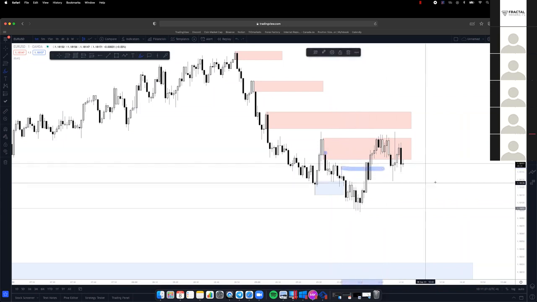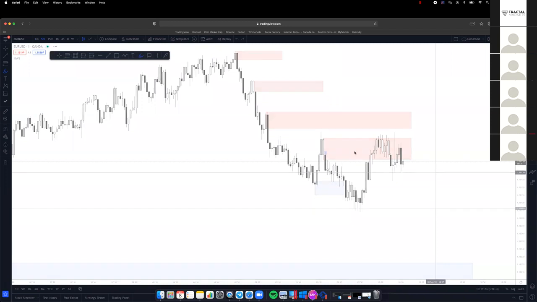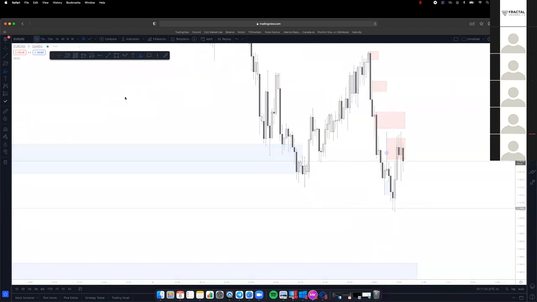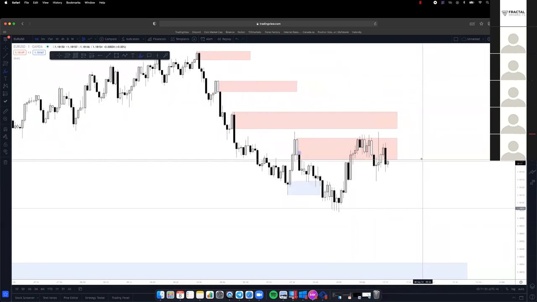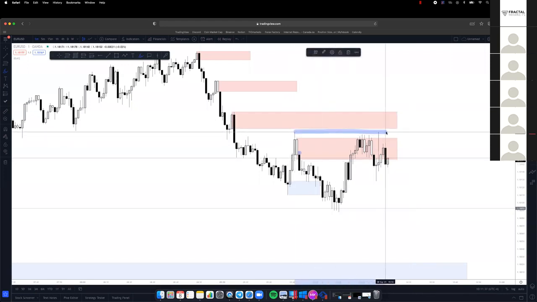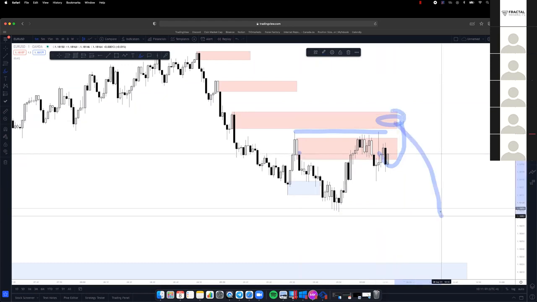This here, was it here? Can't remember where I entered. I'll have to go back and look at my trades on MT4. At this point, it looks like this is going to give us something.